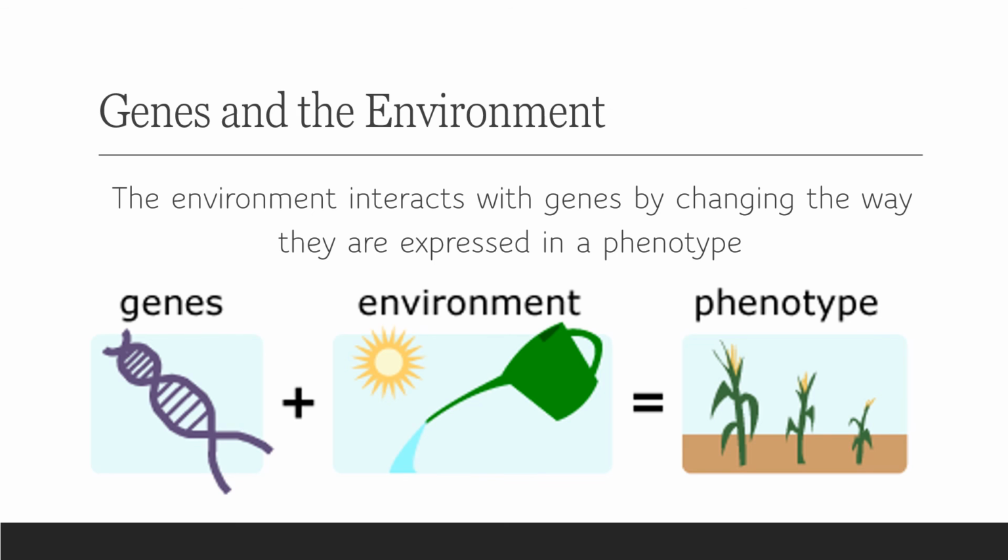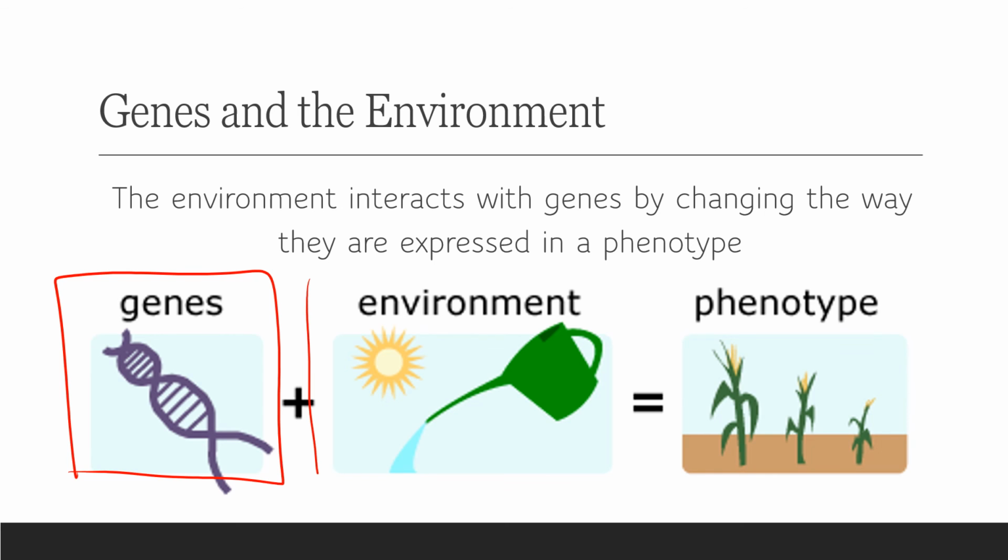The last thing I want to mention here is that the environment interacts with genes by changing the way they are expressed in a phenotype. So you have your genes, what you're born with. Let's say those 600 genes that code for your height say that you're going to be on average pretty tall. But even if those genes say that you're going to be pretty tall, you have to take into account environmental factors. For instance, if you eat a bunch of junk food your whole life as you're growing, or you don't get enough nutrition from eating that junk food, you might grow shorter than your genes had originally planned.